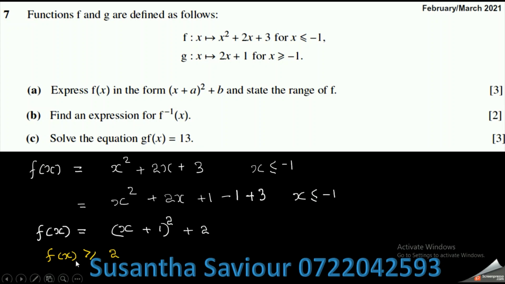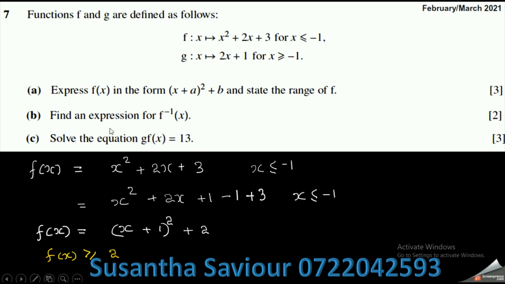Therefore, we can say f(x) is greater than or equal to 2. This is the range. The set of values of f(x) is the range. So f(x) will always take values greater than or equal to 2. This is the range. Okay. We have answered the first part.